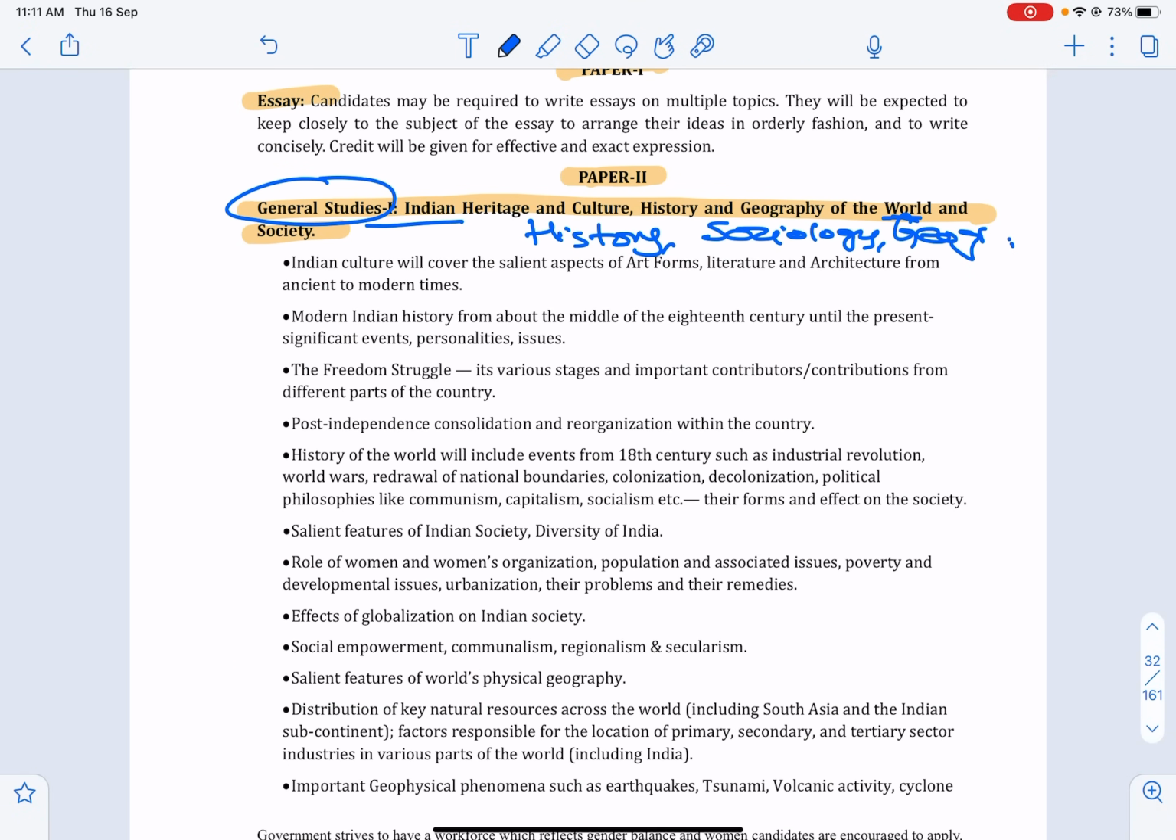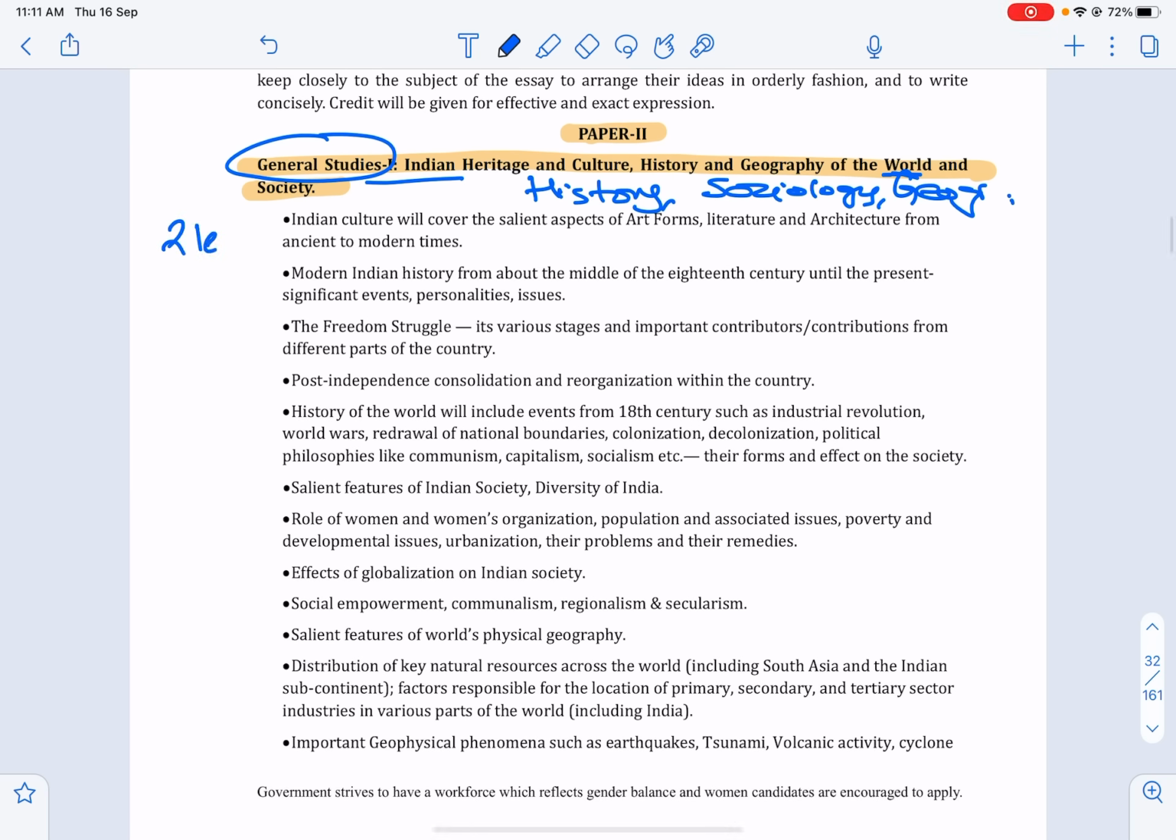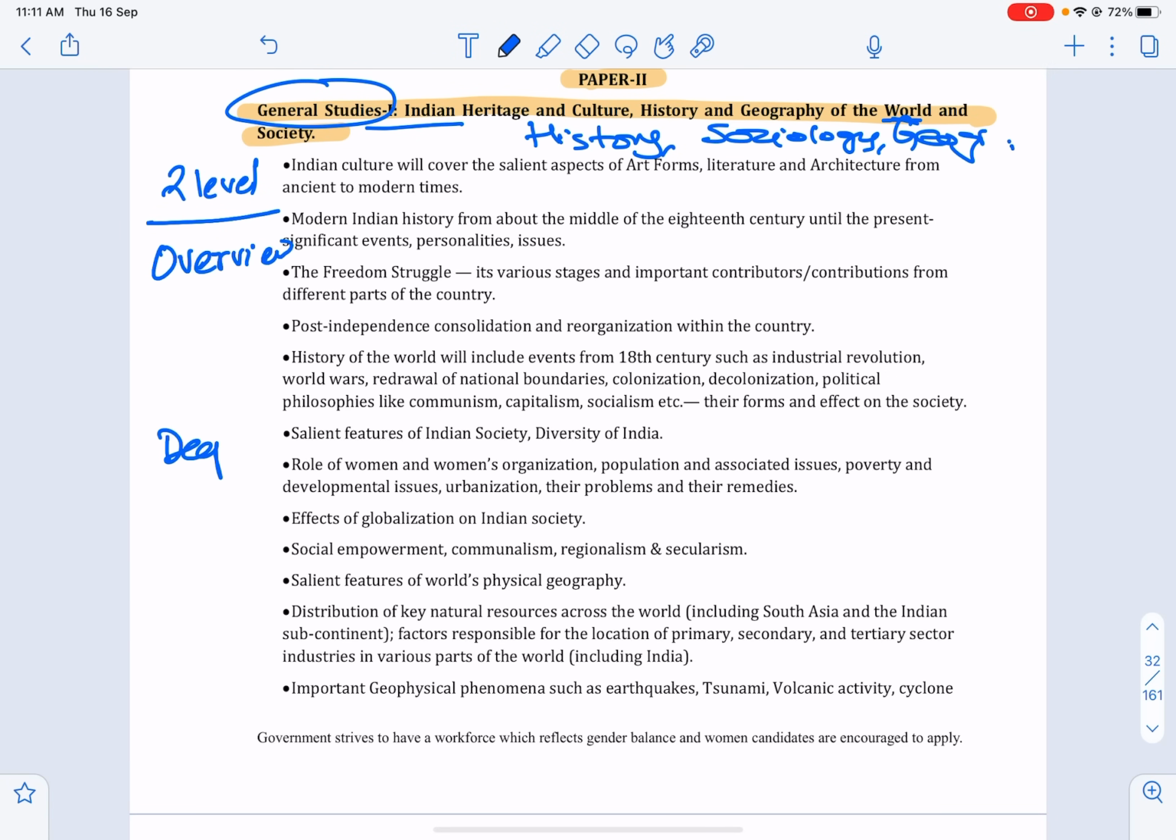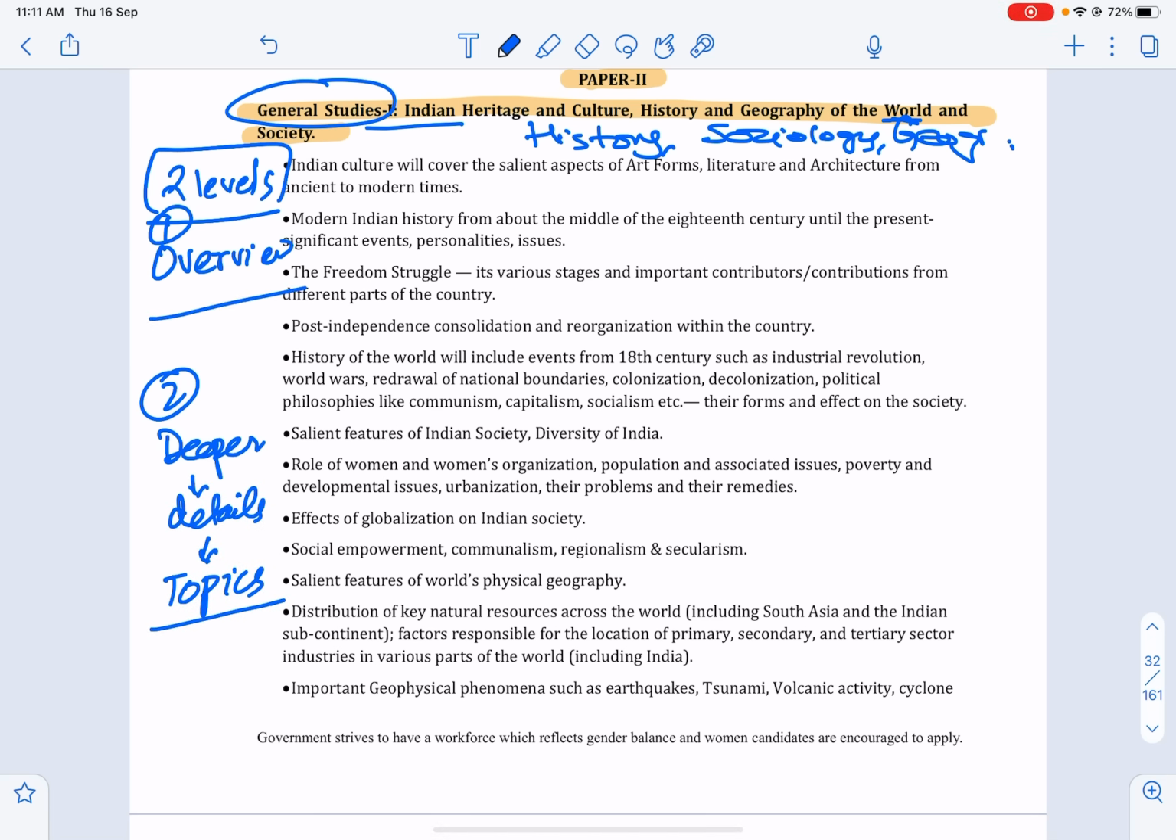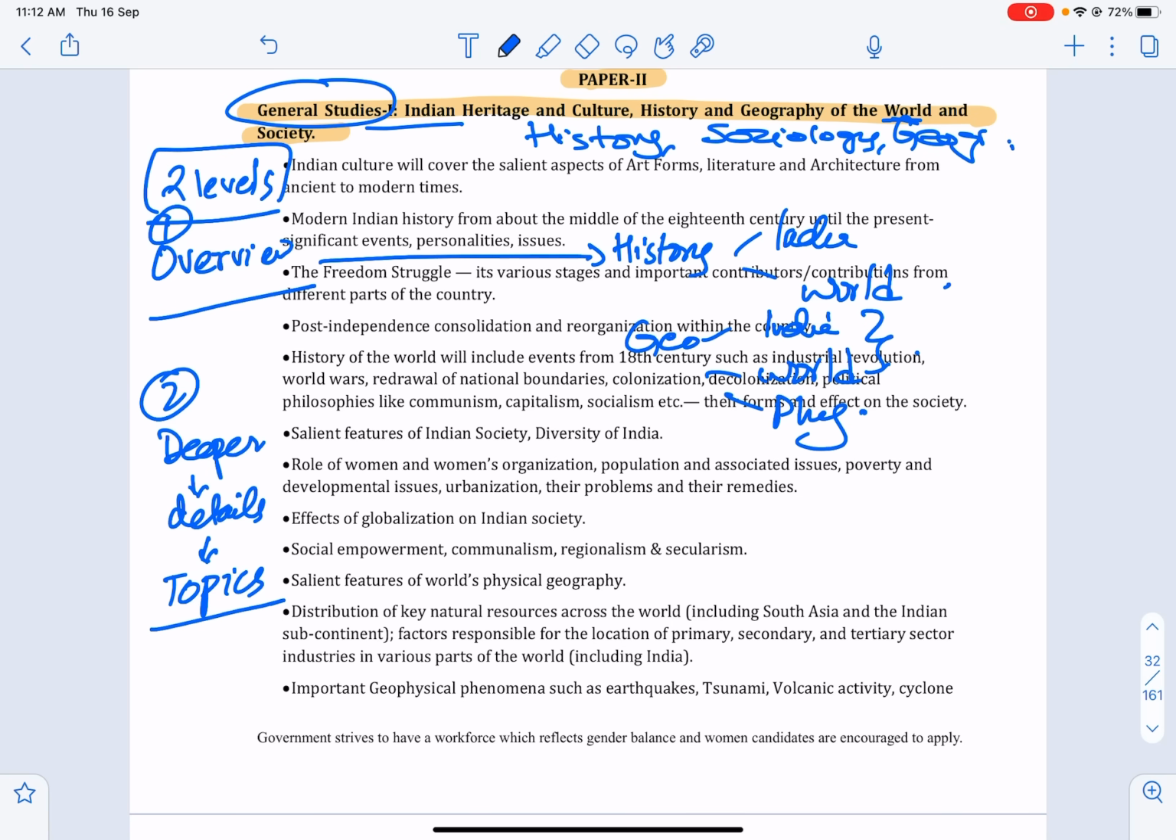How to understand the syllabus. See, try to understand this syllabus at two levels. One is an overview, and the second thing is a little bit deeper in details. All right, and for this you need to make topics. Overview is basically you need to study history of India and the world. You need to study geography of India and the world, and physical geography. Okay, by this I mean the characteristics.